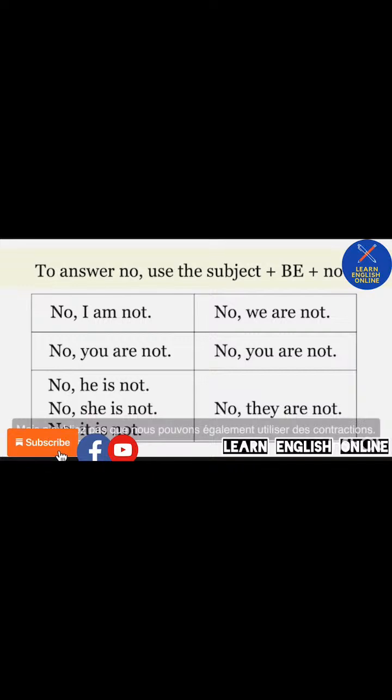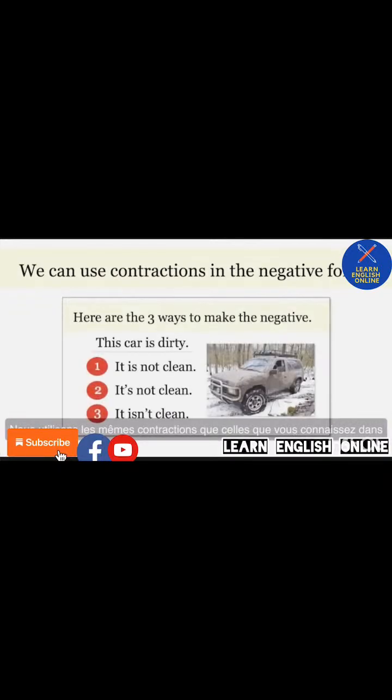But remember, we can also use contractions. We use contractions in the negative form. We use the same contractions you know from the lesson about the be verb in the negative. Remember, there are 3 ways. The long way, with the full verb and the word not. The second way, make a contraction with the pronoun and the be verb. And the third way, make a contraction with the be verb and not.